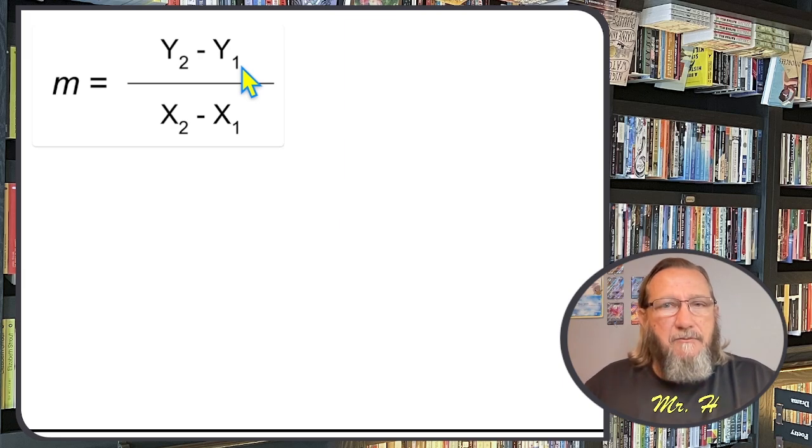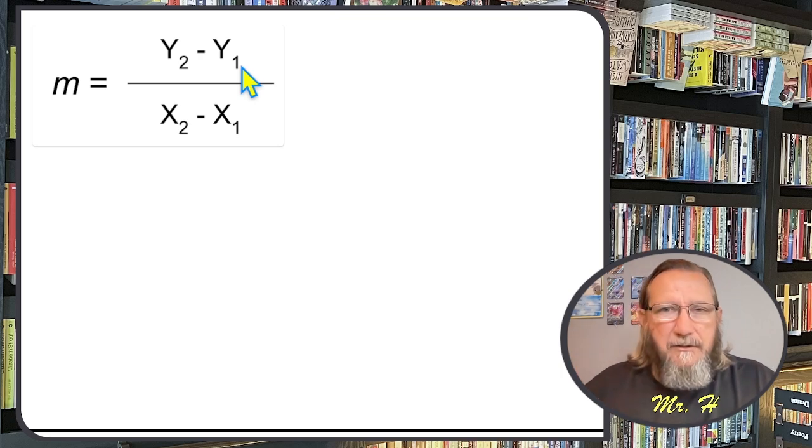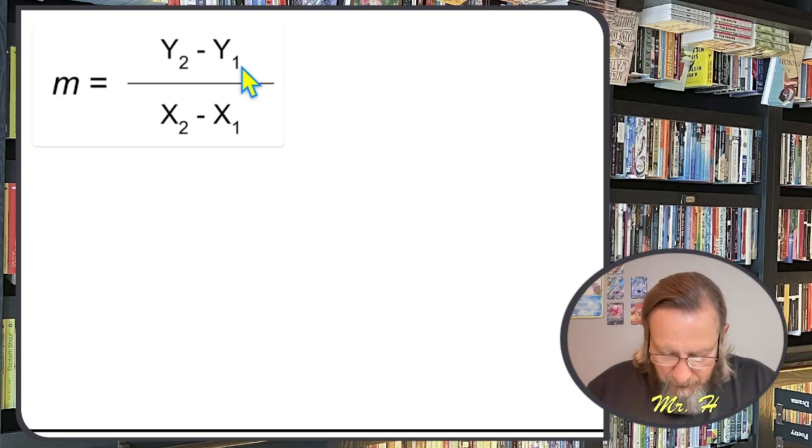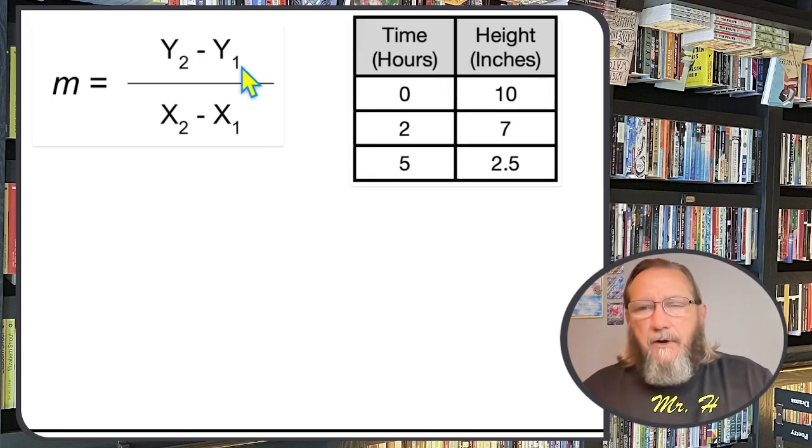If it doesn't result in a fraction, it'll be simply a whole number, which means we put it over 1 to get our fraction. So, change in y divided by the change in x. And we're going to use that to solve some problems. So let's take a look at this chart right here.